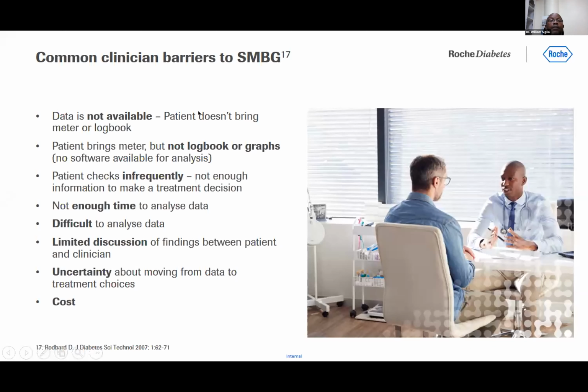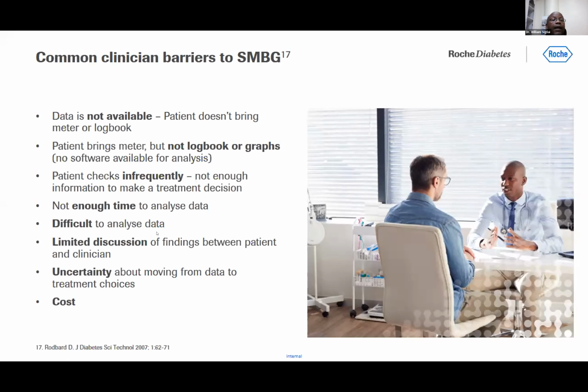And you can see here that in one scenario, data may not be available. You may have a patient who has a meter, but comes to the clinic and says, sorry, I forgot. And then we have seen situations where this is intentional because they've not done their best, and they fear there'll be a confrontation or there is embarrassment, so they do not bring it. The patient may bring the meter, but not the logbook or graphs. This is a higher level of care. There are also patients without software, so they just bring you the meter, but haven't written anything, and maybe the memory is a 10 reading memory, and therefore it doesn't tell you much.